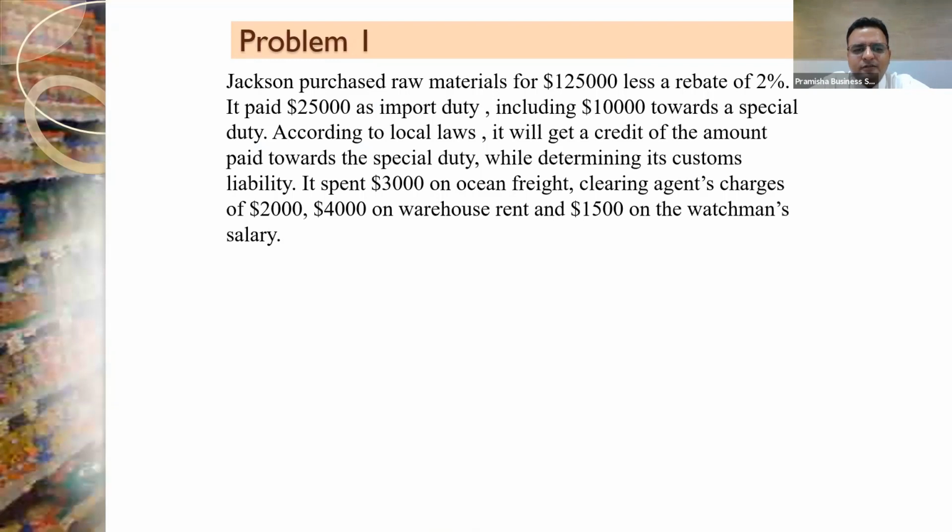While determining its customs liability, it spent $3,000 on ocean freight and clearing freight charges, 4,000 on warehouse rent, and 1,500 on watchman's salary. So you need to simply bifurcate it on one simple line. All the costs which are necessary to bring the inventories to their present location and condition will be included. The ones which are not necessary will be excluded, or something which is general in nature, not only specifically applicable to inventories.